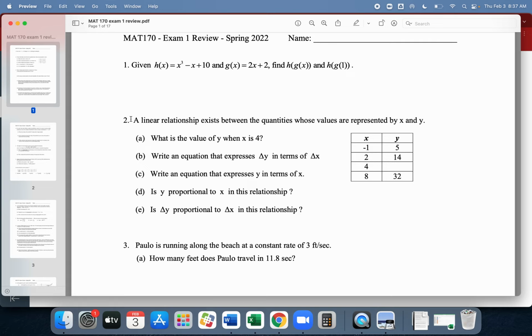But then question 2: a linear relationship between x and y. Here's a table of values with a blank in it. The first question is to fill in the blank. But then writing expressions that relate delta x and delta y, the changes.